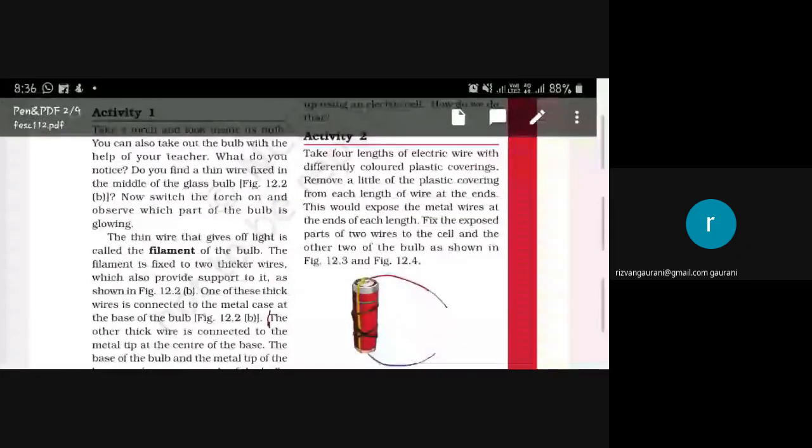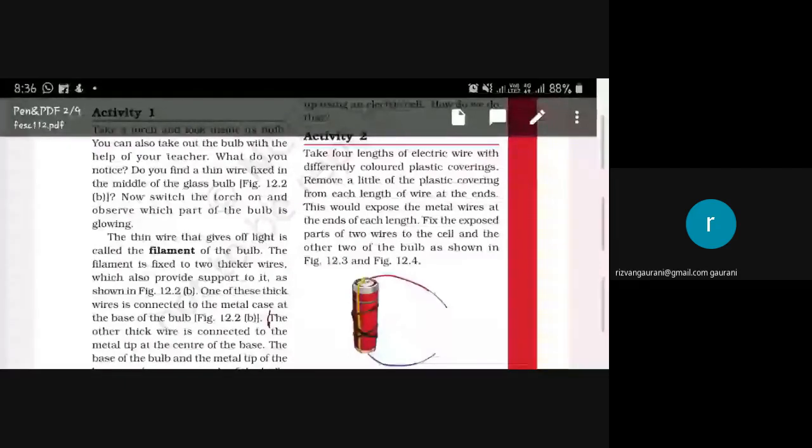Now what we have to do in this activity is take four lengths of wire, four different colored wires. Sometimes red comes, black comes, yellow comes, green colored wires come. We have to take this type of wires. And we have to take a little bit of plastic out, remove the plastic from the top, then the metal wire is visible.